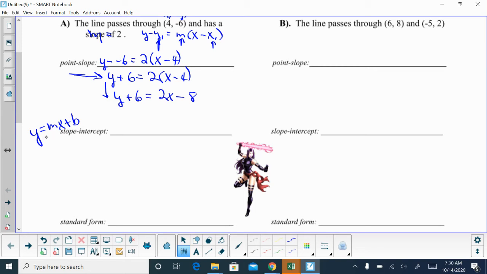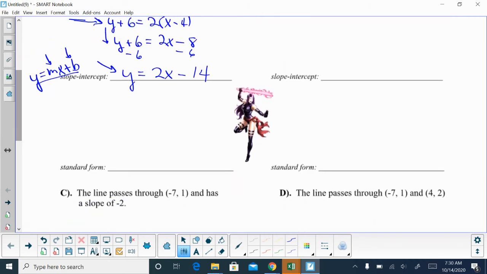And now again, we need to solve for y. Slope-intercept. Subtracting 6 from both sides, I have an answer: y is equal to 2x minus 14. So there we go, looking good. Now let's do one more, standard form.